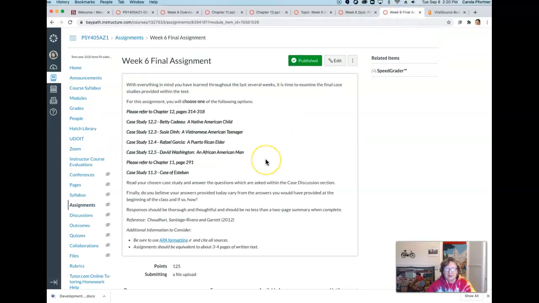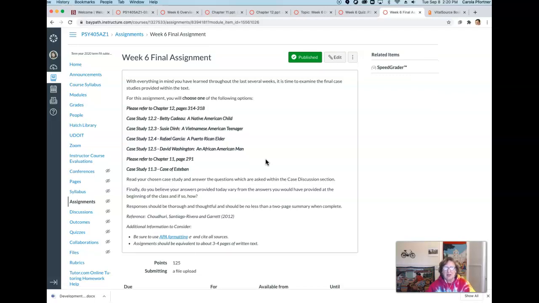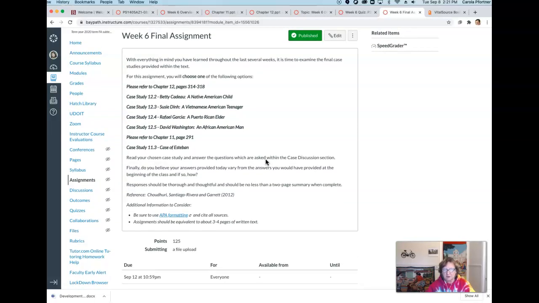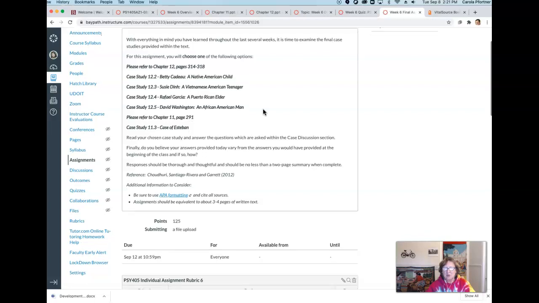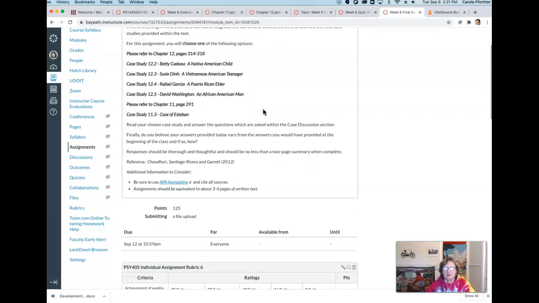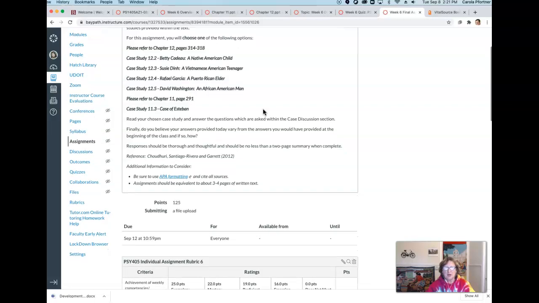Our final assignment is going to be one of the case studies that you can find in chapter 12. We have Betty Cadeau, a Native American child. We have Susie Dean, a Vietnamese American teenager. We have Rafael Garcia, a Puerto Rican elder. And we have David Washington, an African American man. And we have the case of Esteban. So these are the cases. You only pick one of these cases, and you read the case study and you answer the questions which are asked within the case discussion.